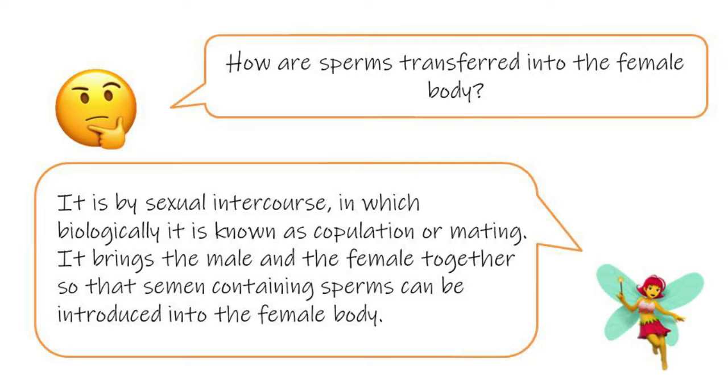How are sperms transferred into the female body? It is by sexual intercourse, which biologically is known as copulation or mating. It brings the male and the female together so that semen containing sperms can be introduced into the female body.